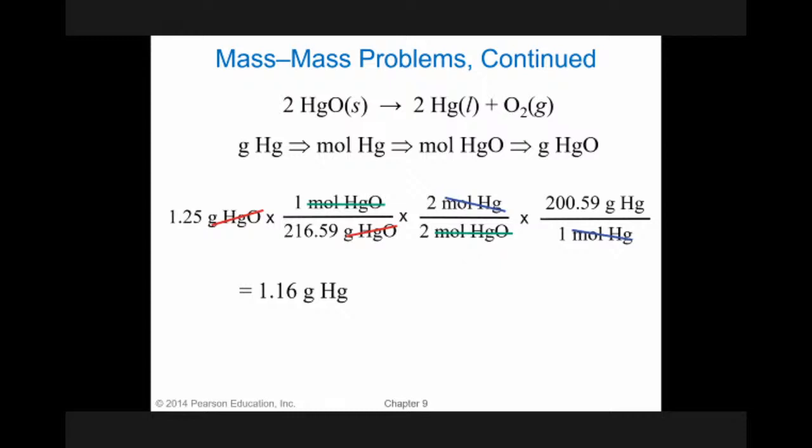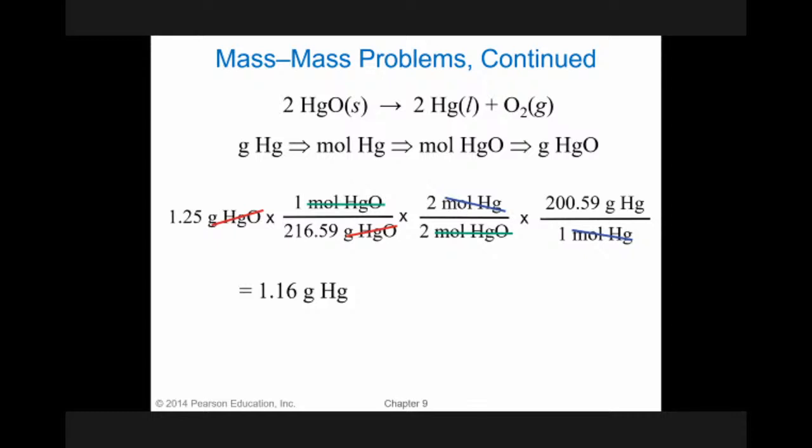So 1.25 gram of HgO. The first factor is the molar mass factor, which is mole per gram. 1 mole of HgO weighs how much? 216.59 grams per mole of HgO. That factor is very appropriate, all right? So that we'll get rid of the gram HgO. So the gram HgO is gone. We are now in mole HgO.